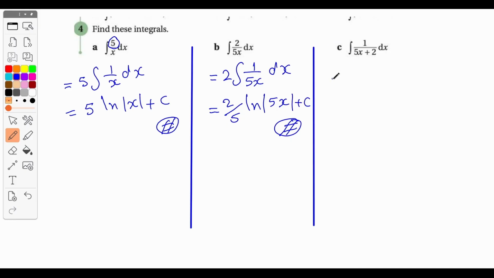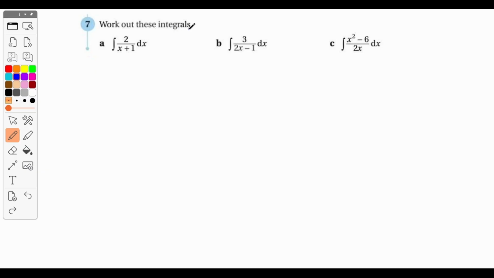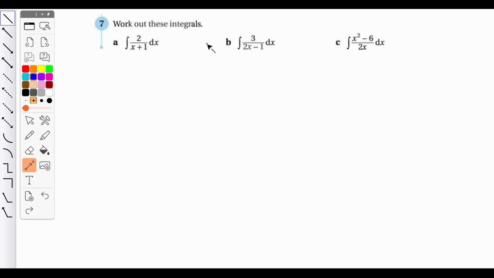What about this? The integral of 1 over 5x plus 2 dx. So here we have ax again. So you should divide by 1 over a ln of the same function here, 5x plus 2 plus c. Using the identity of the integral of 1 over ax, which is ln of ax, you have to divide 1 over a first, then ln of 5x plus 2. Now work out these integrals. Again, pause the video and solve these questions.